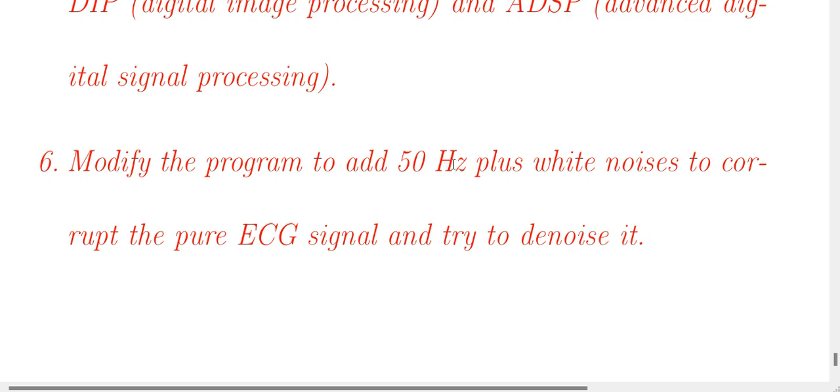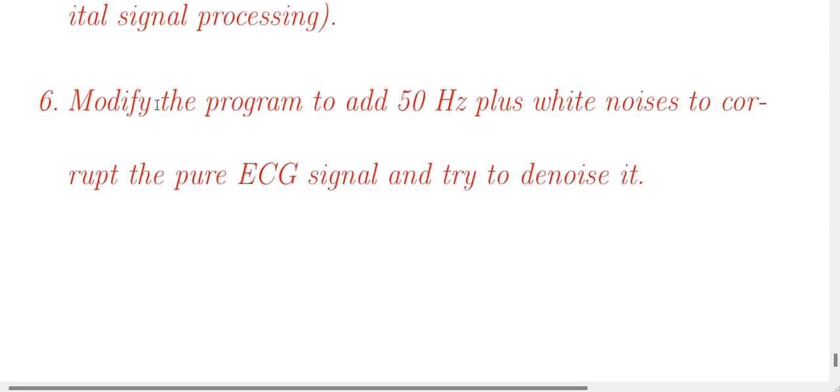Modify the program to add 50 Hz plus white noise to corrupt the pure ECG. Both of them should appear, and try to denoise it. And if you are interested, try adding other types of noise, for example baseline drift due to the respiration of the patient, or EMG noise from muscle contraction as well. But for DSP, they are not completely necessary.